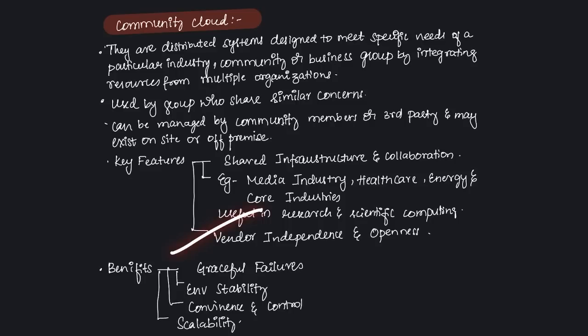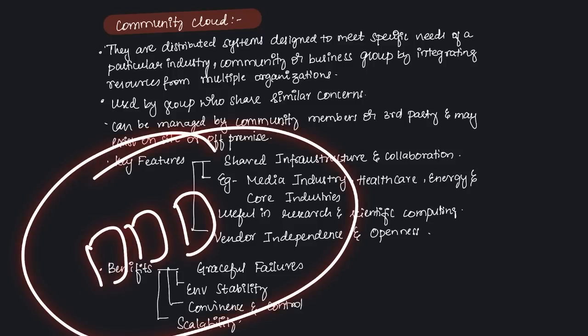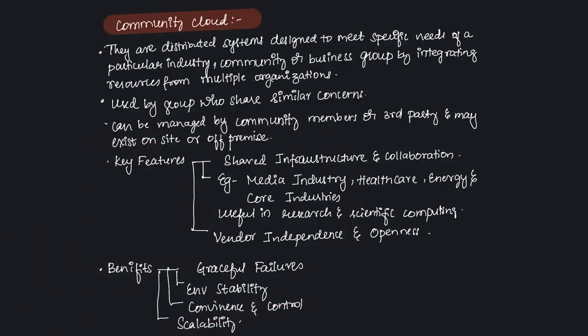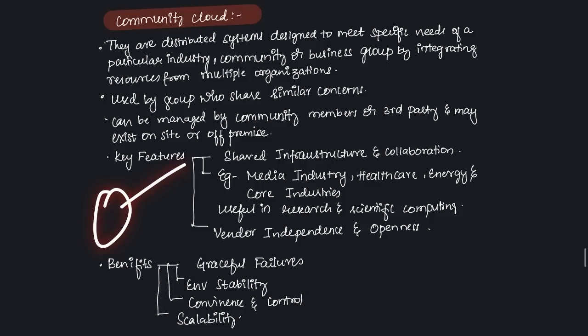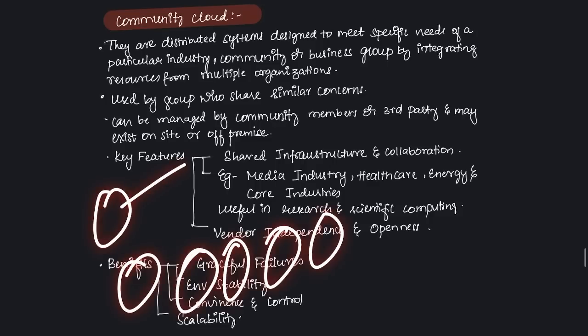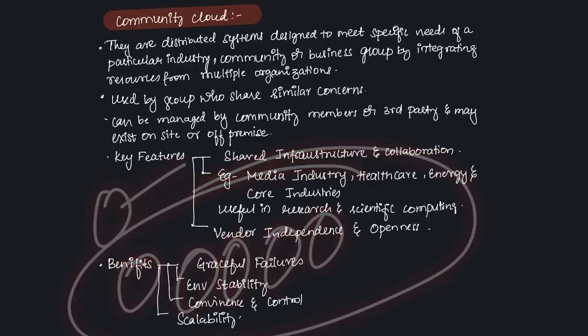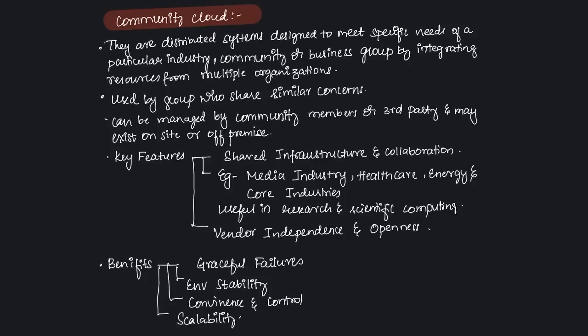Then it is vendor independence and openness. A community cloud will reduce the dependence on a single cloud provider, and because we have multiple cloud providers combined, it will be an open system. By open system, there is fair competition between providers. Suppose one provider is asking a very high rate, then I can leave that provider and consider other cloud providers, and thereby fairness is provided, right? And community ownership is also there.